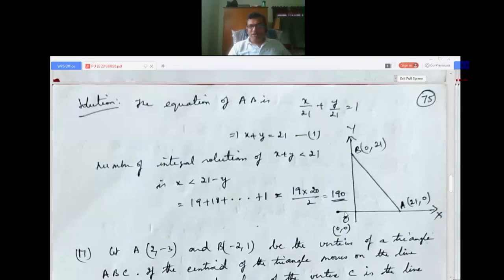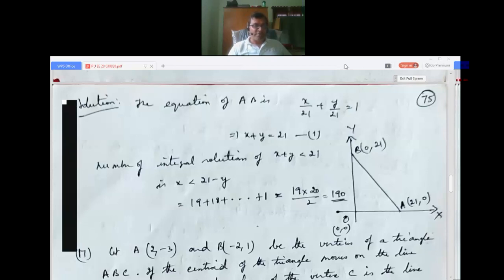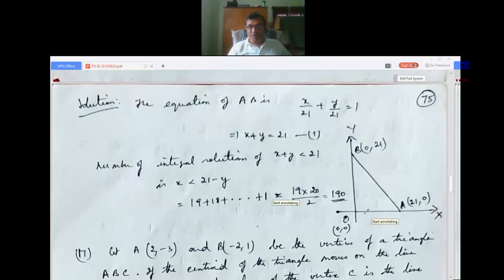Now looking here, the x-intercept will be from here till here, that is, how much the line cuts the x-axis. So the x-intercept is 21. The y-intercept also will be from here to here, that is 21. So x by a, the x-intercept, that is x by 21, plus y by b, the y-intercept, y by 21, equals 1. Here we get x plus y equals 21.